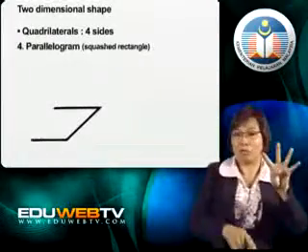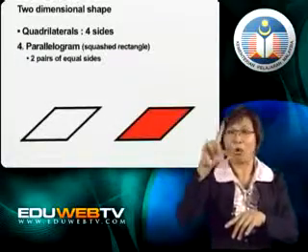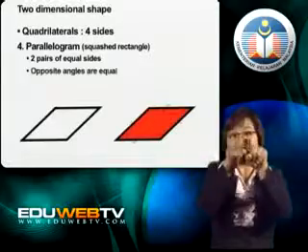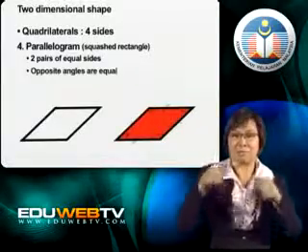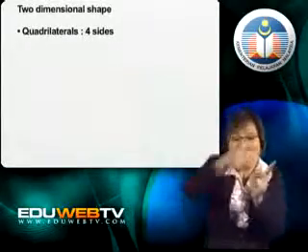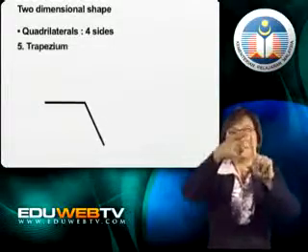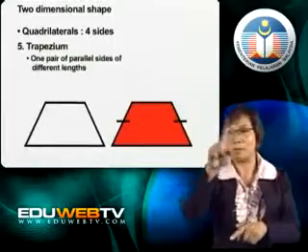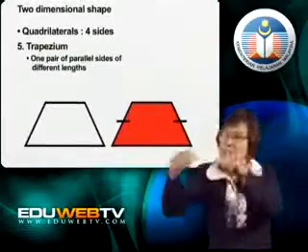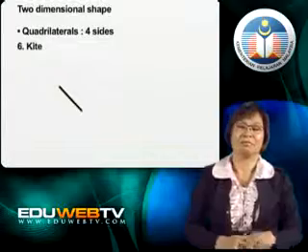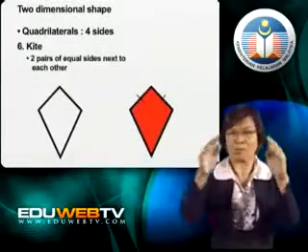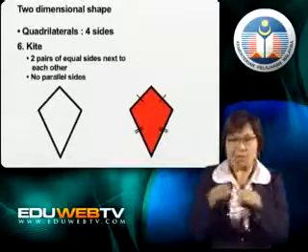4. Parallelogram, squashed rectangle. This shape has 2 pairs of equal sides where opposite sides are parallel and opposite sides are equal. 5. Trapezium. This shape contains a pair of parallel sides of different lengths. 6. A kite, which has 2 equal sides next to each other and no parallel sides.